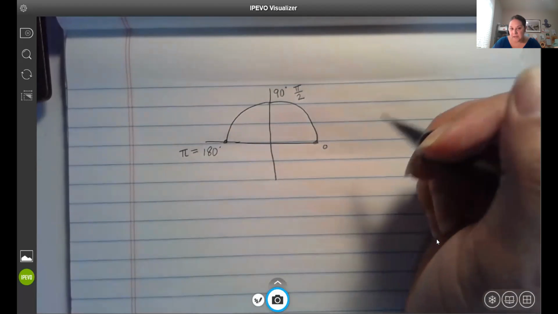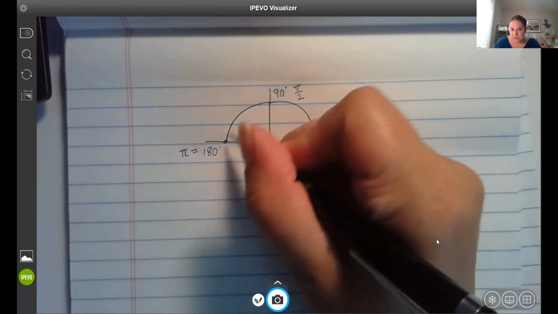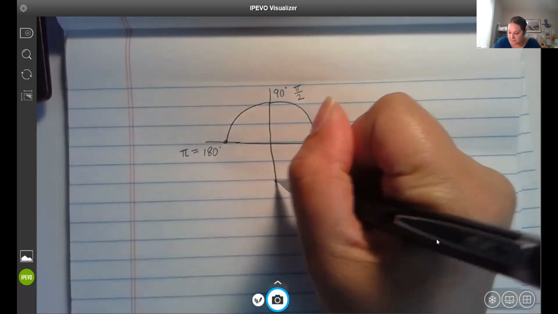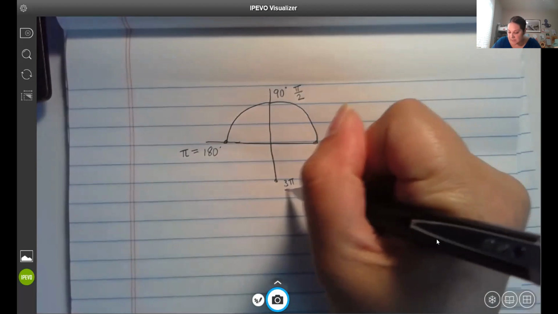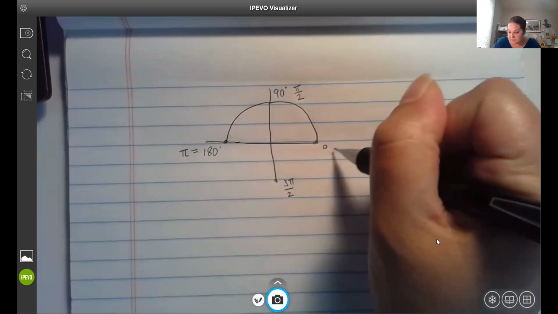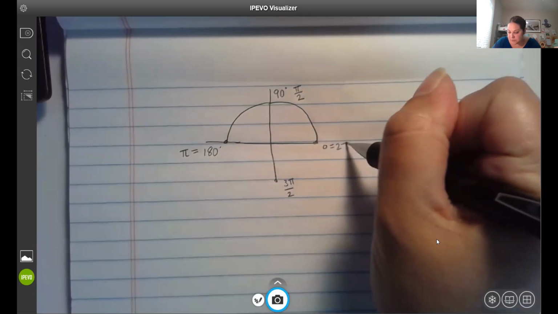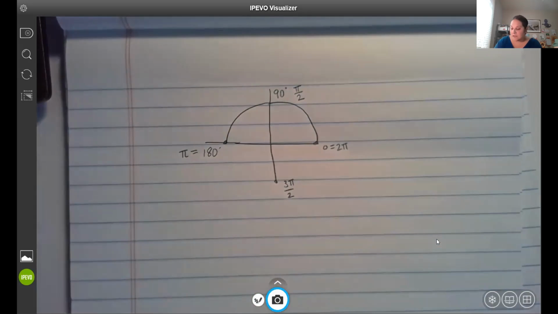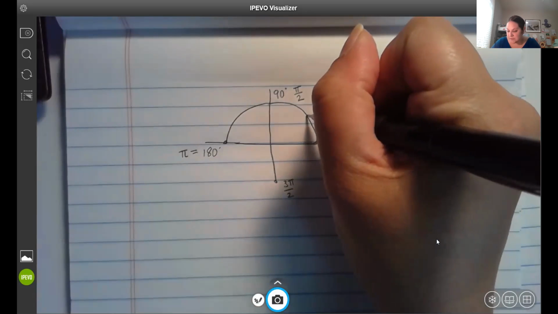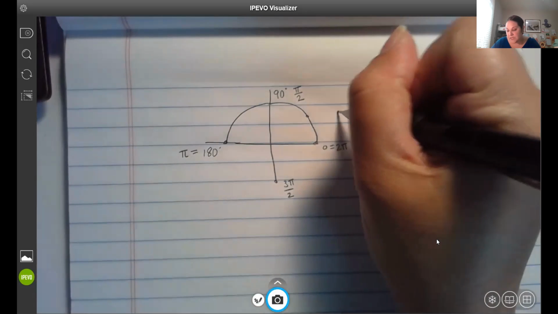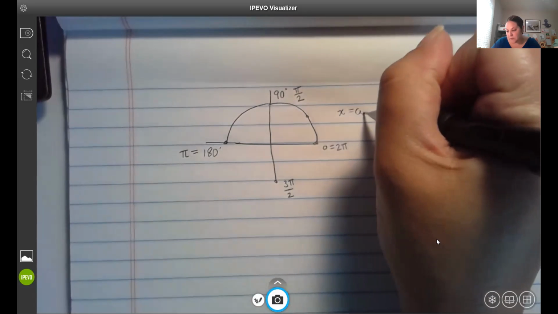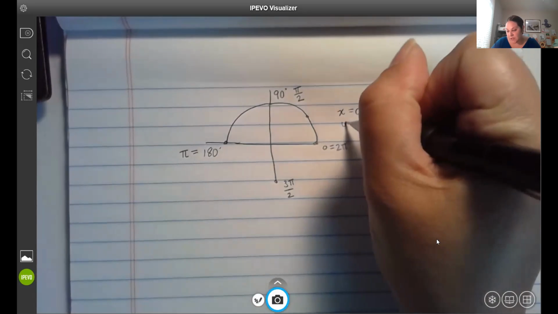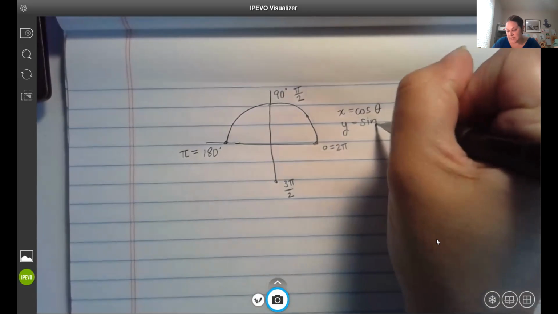And then if you're counting by halves, this is 1/2, 2/2. This is 3 pi halves, and then this would be 4 pi halves. So 0 is the same as 2 pi halves. The other thing to know is that when you pick a point on the circle, the x coordinate is equal to the cosine, and the y coordinate is equal to the sine.